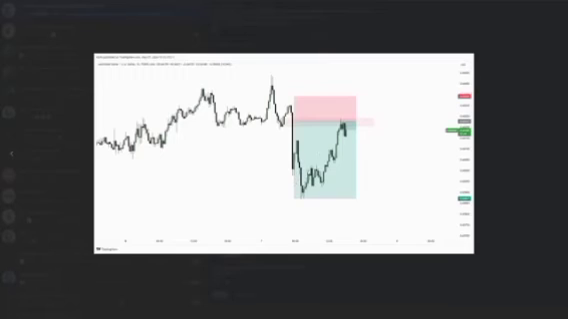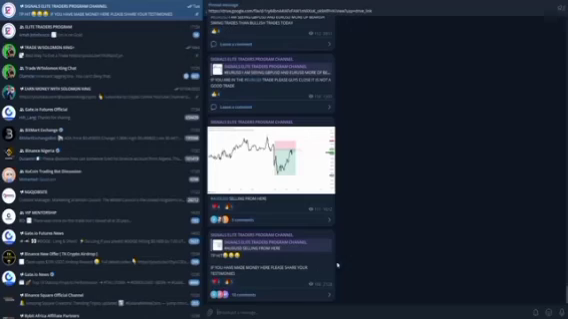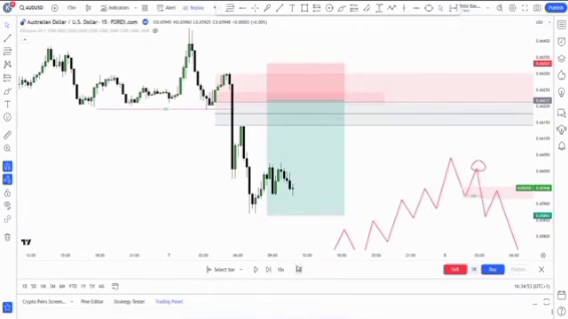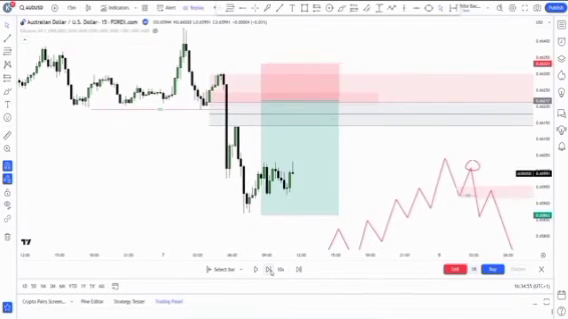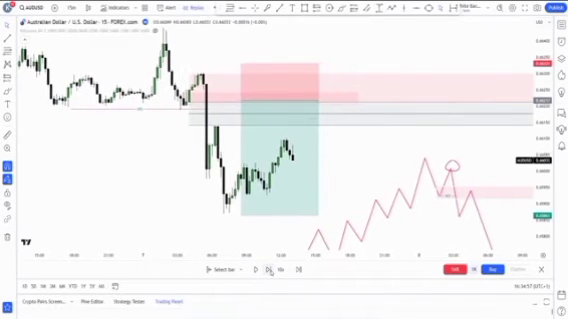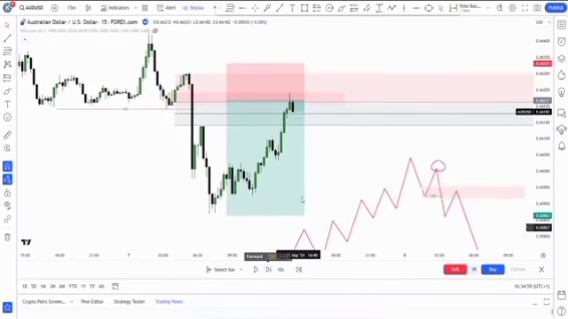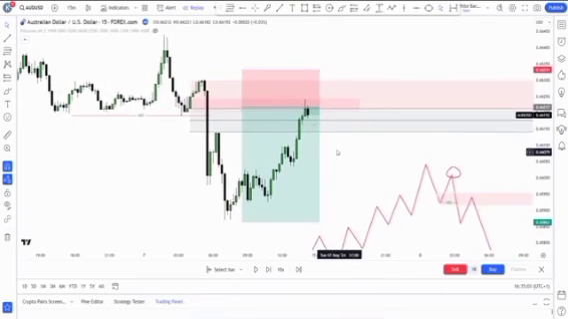I shared it with the community, guys. Once it was here, I shared it and then they took the trade with me. So when price was coming back, let me show you what price did on the 15-minute. It came, boom, it touched it.